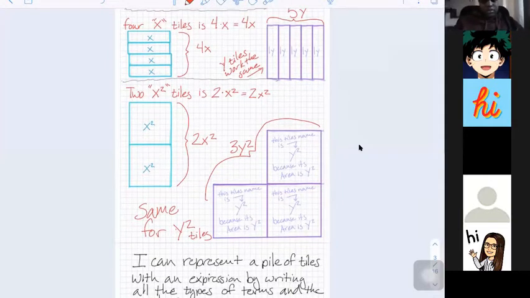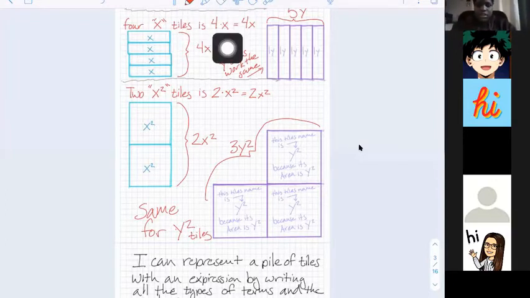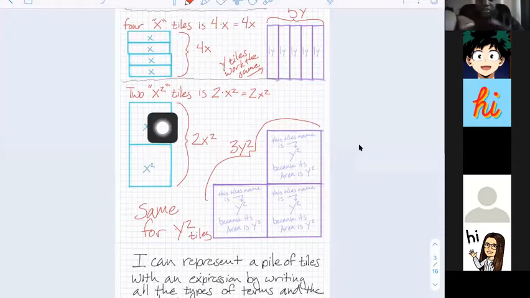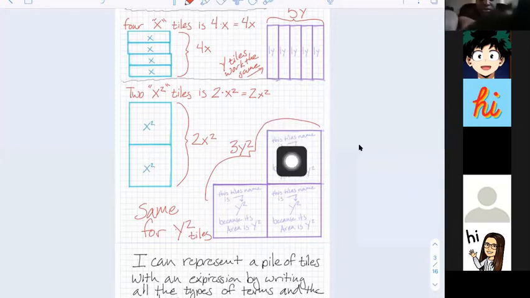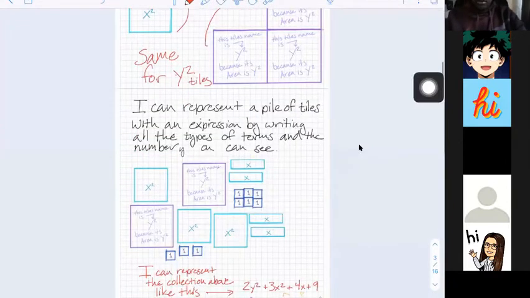So moving on, if we have 5y tiles, we could say this is combining like terms. If I have all of these, I can say 5y. 4x tiles is 4 times x, which means 4x. That's what 4x looks like. 2x squared looks like this. 3y squared looks like this. It means there's 3y squared tiles. 5y means 5 times y, looks like that. So that's the beginning of combining like terms.